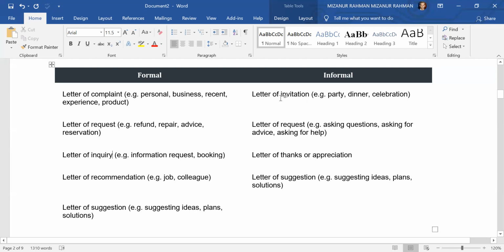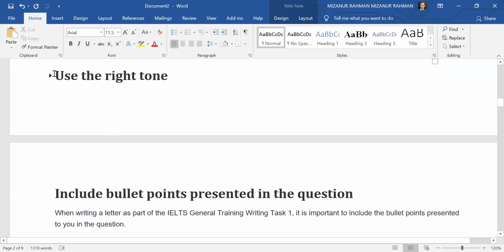Informal, it could be a letter of invitation, letter of request, asking questions, asking for advice, asking for help, letter of thanks or appreciation, letter of suggestion. So we will be doing our project work on all these sorts of letters. I will be giving you that, and we'll be doing our project work because we have our project work to do.